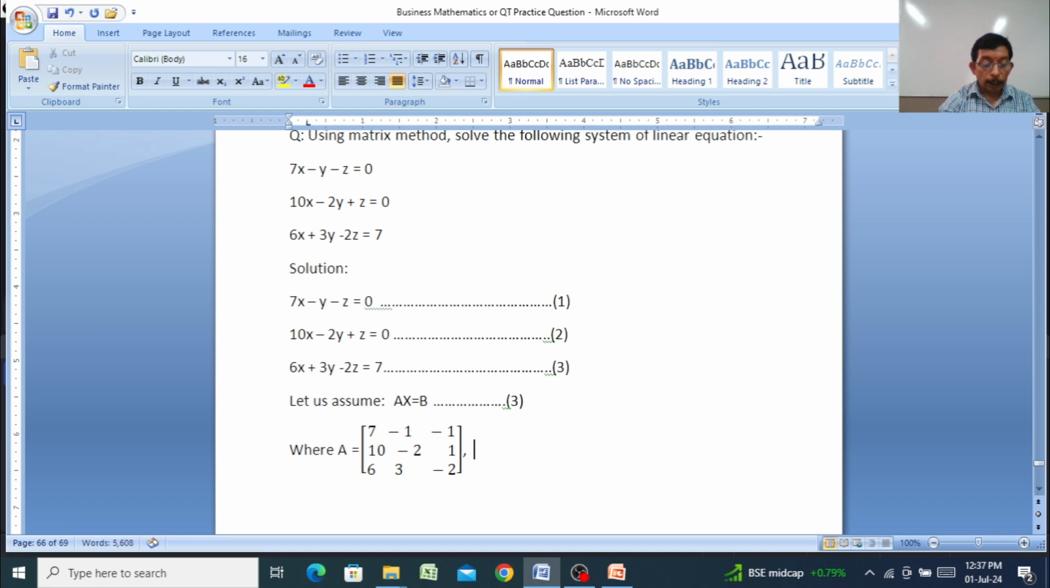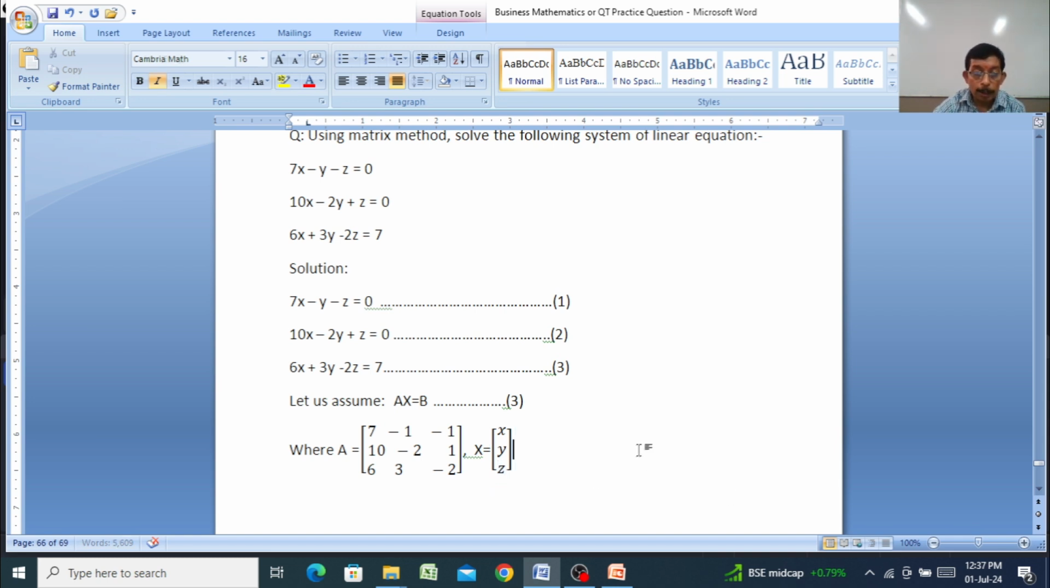Now we come to X. X is a column matrix in the form of the variables, the column matrix of the unknowns. The first unknown is x, note down x. Second is y, note down y. And third one is z, note down z. So matrix X is represented as the column matrix of the unknown values.